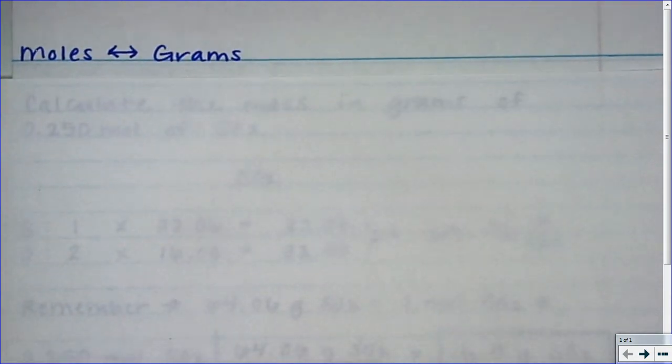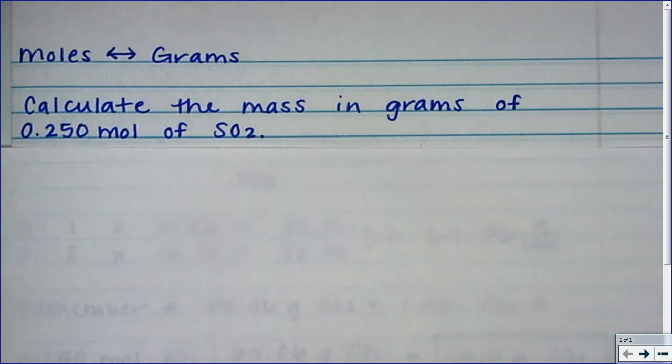At this point, it's time to go into another branch. Again, we'll show a forward way and a backwards way, basically going from moles to grams and grams back to moles. And so let's go ahead and get into this part of the diagram. Our first example problem is calculate the mass in grams of 0.25 moles of SO2.